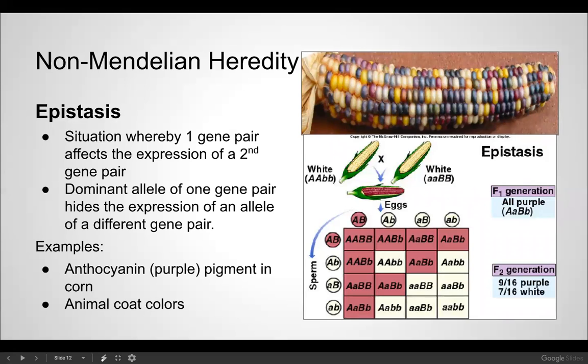Epistasis means a situation where one gene pair affects the expression of a second gene pair. So a dominant allele of one gene pair hides the expression of an allele of a different gene pair. So the A's have the ability to hide the B's, in this case, with the color of the corn. Anthocyanin, the purple pigment in corn, and animal coat colors, depending on how you inherit it, will determine your phenotype. That's epistasis, one gene impacting another gene pair.